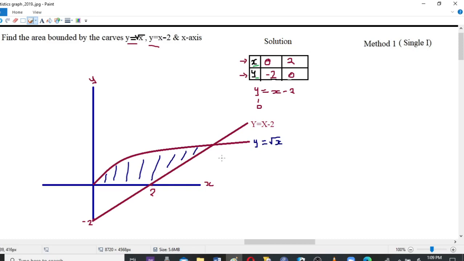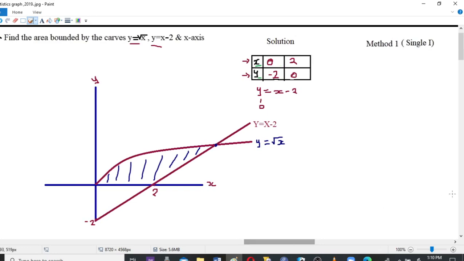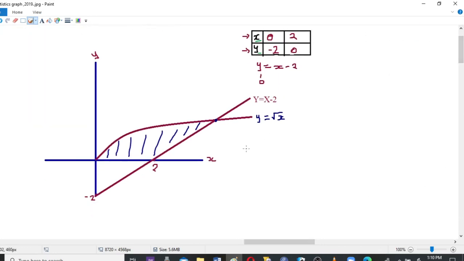Now how we're going to do that, we're going to use two methods: single integration and double integration. To use single integration, we need first to find the point where the two curves are intersecting. So how we're going to do that, we need to calculate this one. So we can solve it from here.